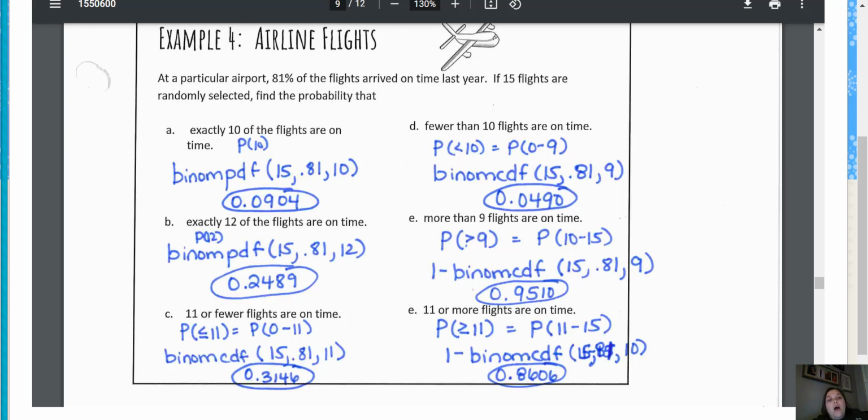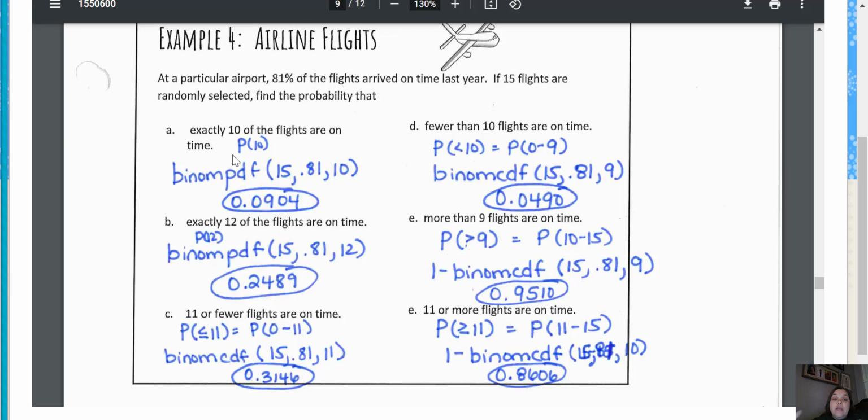Okay, so here on the screen we have example 4. Again, something that we've worked in the past. It describes a binomial experiment. In this case, at a particular airport, 81% of the flights arrived on time last year. If 15 flights are randomly selected, find the probability that A, exactly 10 of the flights are on time.